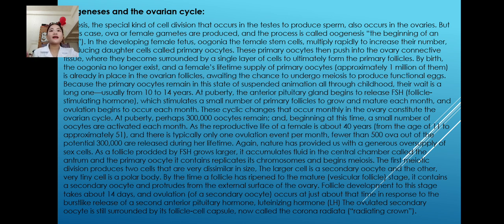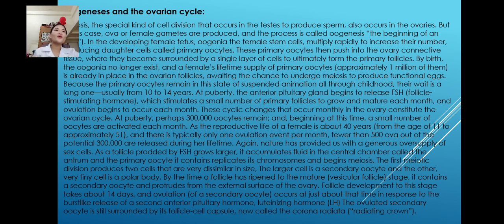By the time a follicle has ripened to the mature or vesicular follicle stage, it contains a secondary oocyte and protrudes from the external surface of the ovary. Follicle development to this stage takes about 14 days, and ovulation of the secondary oocyte occurs at just about the time of the response by the burst-like release of a second anterior pituitary hormone, luteinizing hormone.